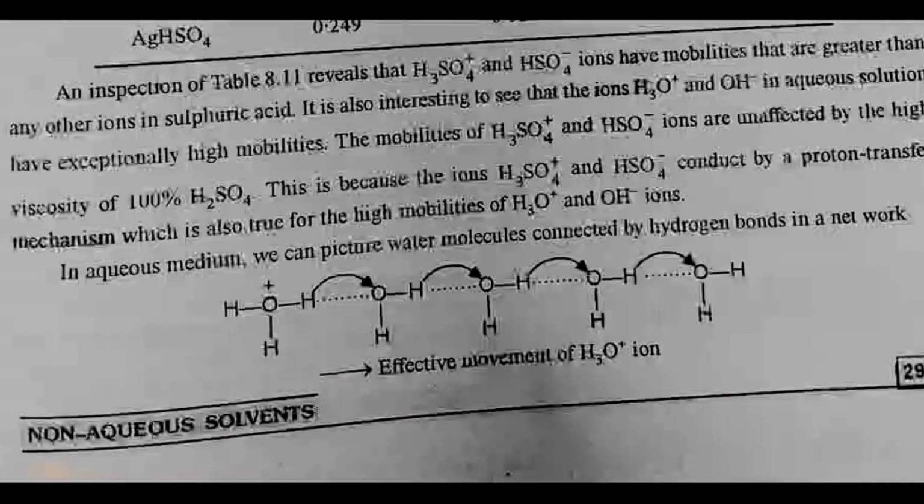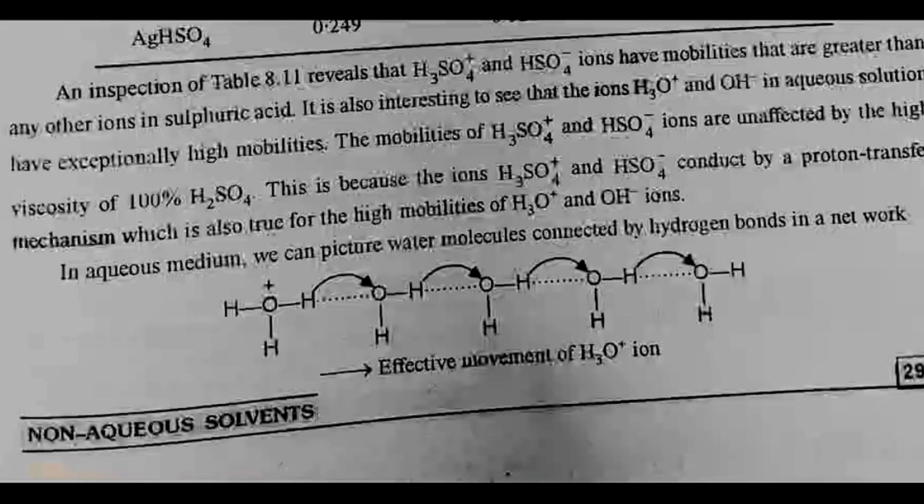It is also interesting to see that the ions H3O+ and OH- in aqueous solution have exceptionally high mobilities. The mobilities of H3SO4+ and HSO4- ions are unaffected by the high viscosity of 100% H2SO4. This is because the ions H3SO4+ and HSO4- are conducted by the proton transfer mechanism, which is also true for the high mobilities of H3O+ and OH- ions.